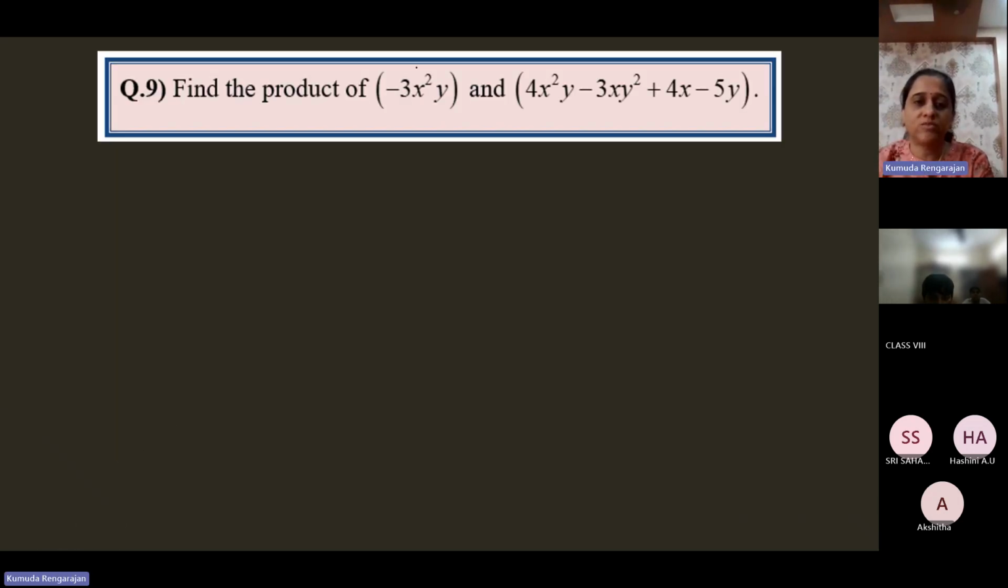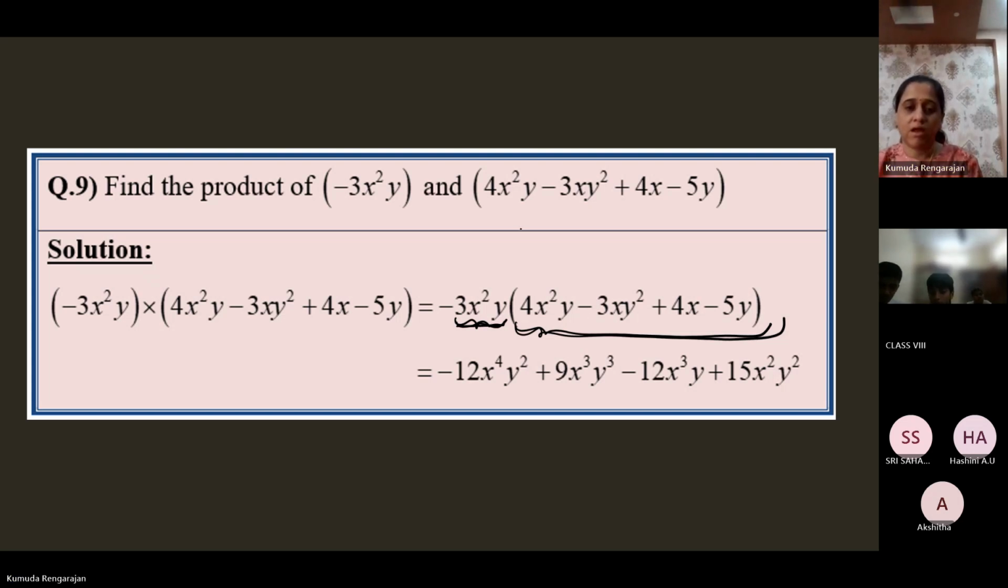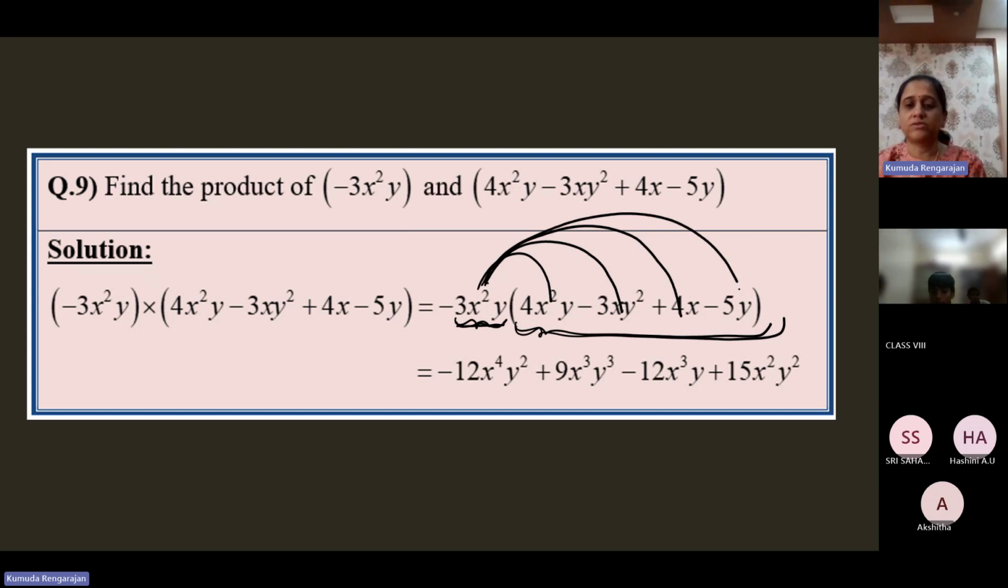Find the product. This one is a monomial. And here we have 4 terms, a quadrinomial. Okay, so how do you multiply a single term, a monomial, with an expression which has many terms? It's like this. That's how you keep the expressions ready for multiplication. In order to multiply, you write them in this format. Now multiply this with this, this with this, this with this, and this with this.